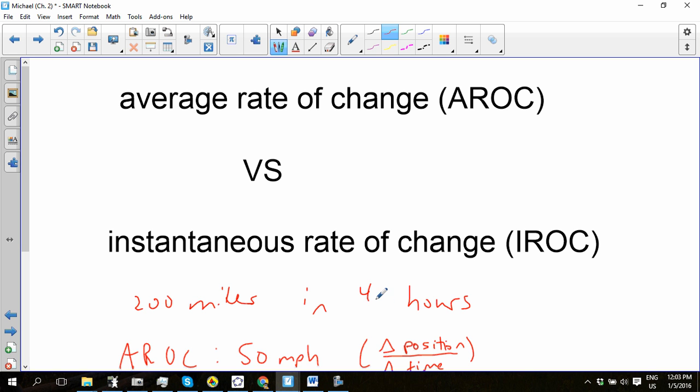Okay, and there's really radar. A radar gun will estimate your instantaneous rate of change, but even that is calculating an average rate of change over a very short interval. And that's essentially the idea: you can determine the instantaneous rate of change by calculating the average rate of change over shorter and shorter intervals.